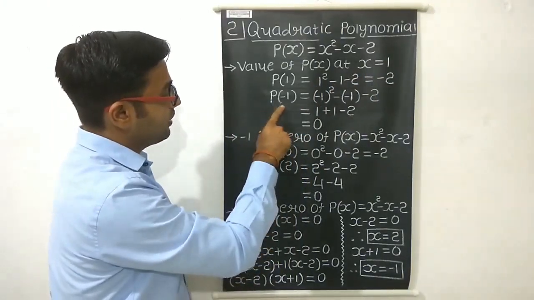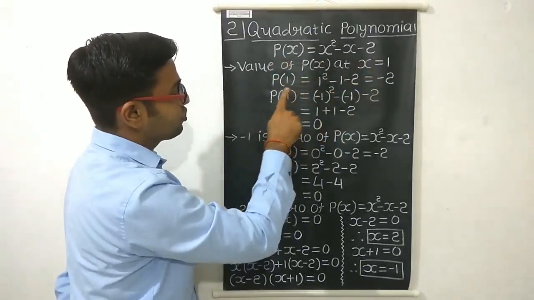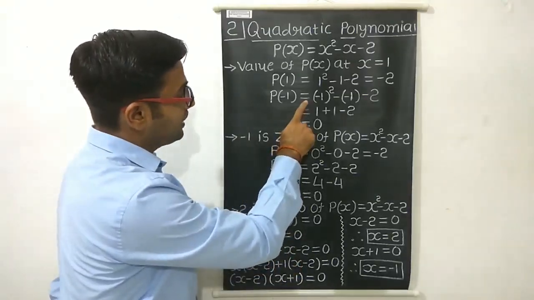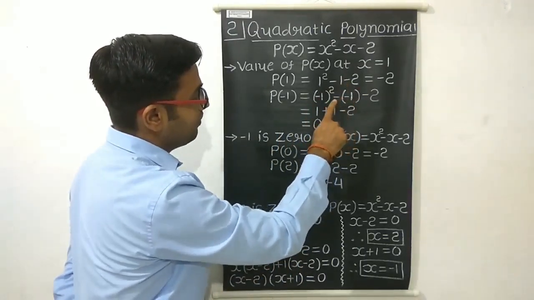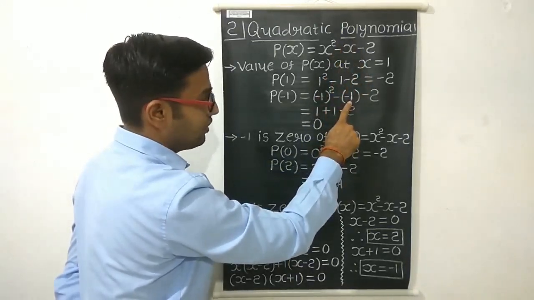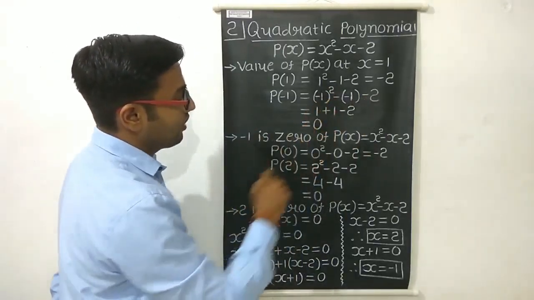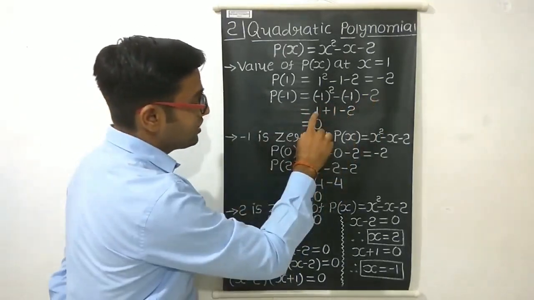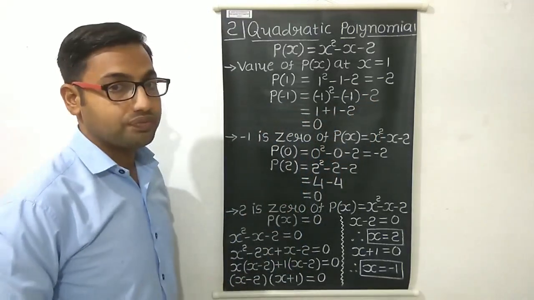Now put minus 1. So we will now find the value of this polynomial at x is equal to minus 1. So instead of x, we have to put minus 1. So what will we get? Minus 1 square minus, instead of x minus 1, that is why minus is outside. Also instead of x we have to put minus 1. So in the bracket minus 1, minus 2 as it is. The square of minus 1 is plus 1. This minus minus becomes plus 1 and this minus 2 is as it is. So 1 plus 1 minus 2 is equal to 0.